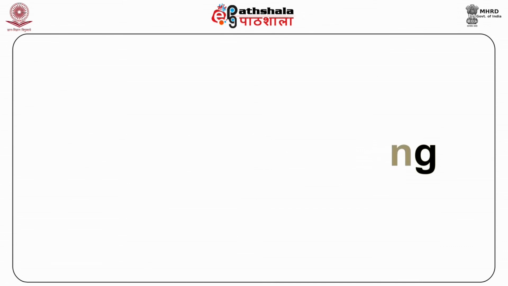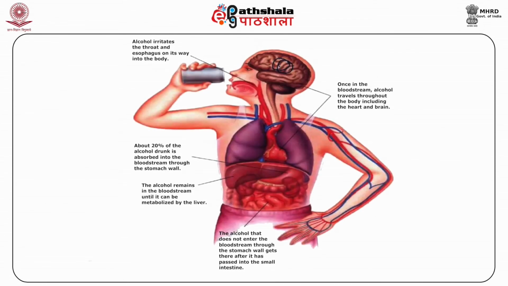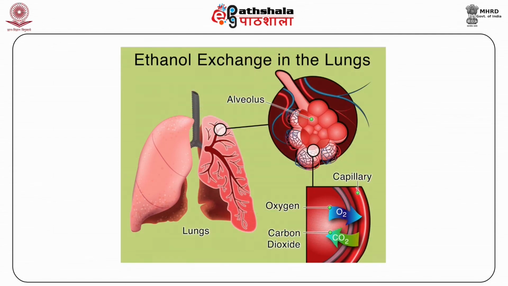Principle of testing: alcohol is absorbed from the mouth, stomach, and intestines and finally goes into the bloodstream. As soon as the blood reaches the lungs, a part of the alcohol moves to the alveoli of the lungs because alcohol is volatile. BAC is in proportion to the alcohol concentration in the alveolar air, and breath alcohol testing devices measure this alcohol in the alveolar air when exhaled.